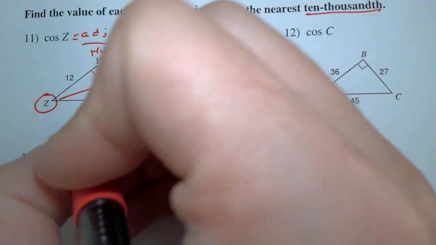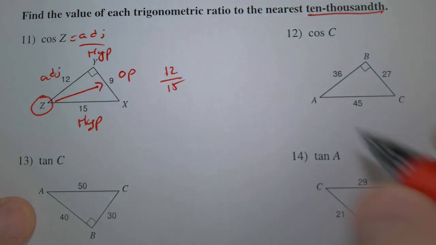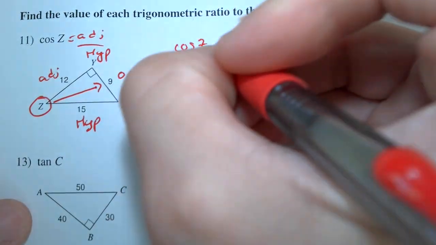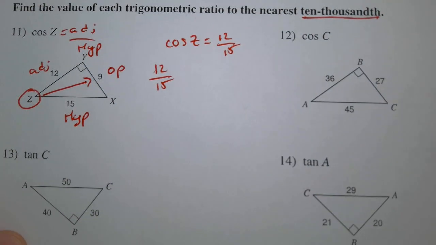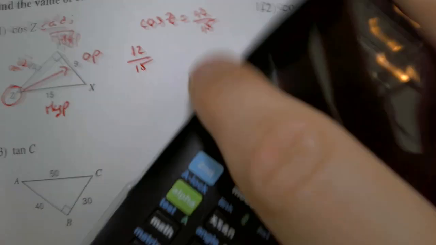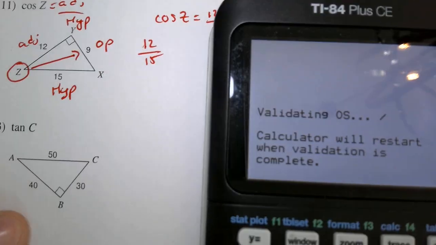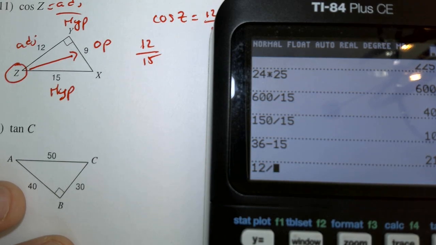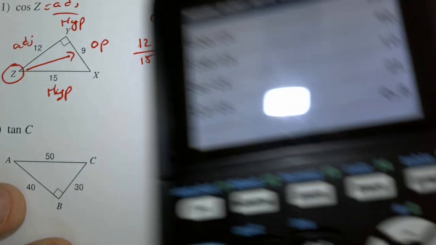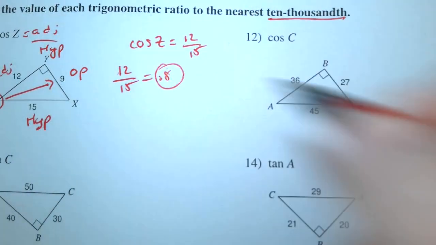We need to label our hypotenuse, and we need to label our adjacent. So now we got 12 over 15. Okay, so cosine of Z is 12 over 15. Well, how are we going to write that to the nearest 10 thousandths? We utilize technology. I do not know what 12 divided by 15 is. Well, I might be able to figure it out. 12 divided by 15 is 0.8. That was easier than I thought it would have been. It's 0.8. So they're just looking for the decimal.